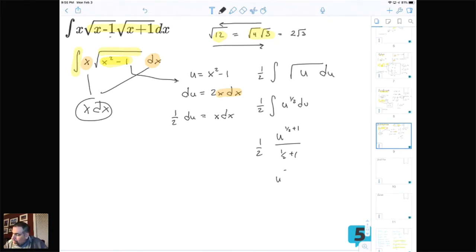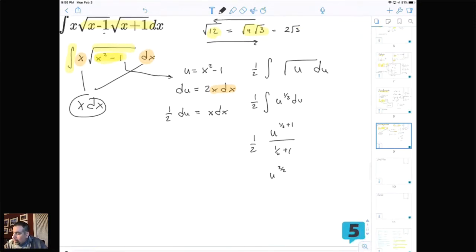What we end up with is u to the 3 halves. This is going to be divided by 3 halves, so we're really going to be multiplying it by 2 thirds. And we still have a fraction of 1 half out there. So in terms of u, this is 1 third u to the 3 halves.